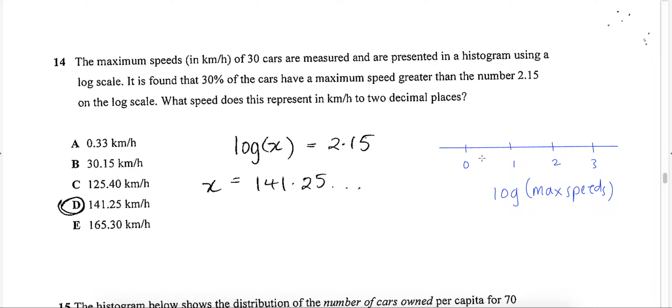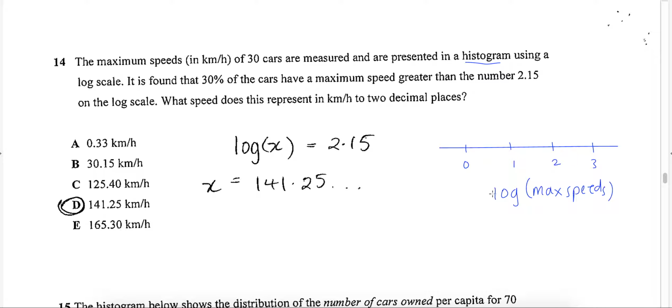Okay. We then, of course, have columns above that because this would be on a histogram. It says that just there. And we've got that 30% of cars of a maximum speed are greater than the number 2.15 on the log scale. So that's going to be around here. So 30% were above that, but we want to know, what does that number there, 2.15, represent in its actual speed? So it says, what speed does this represent?